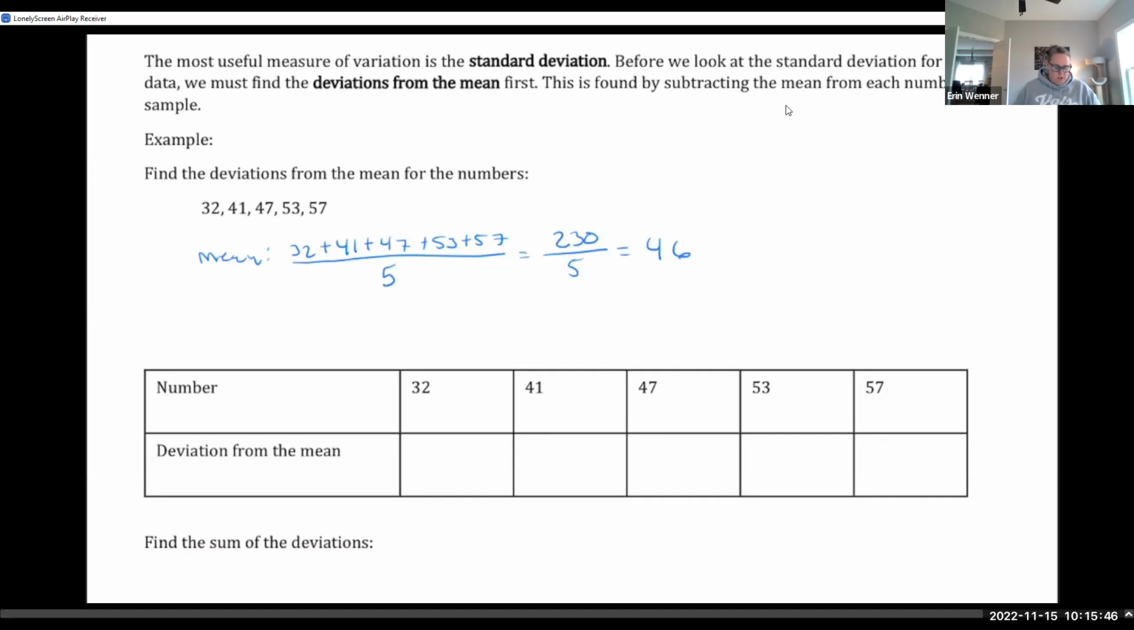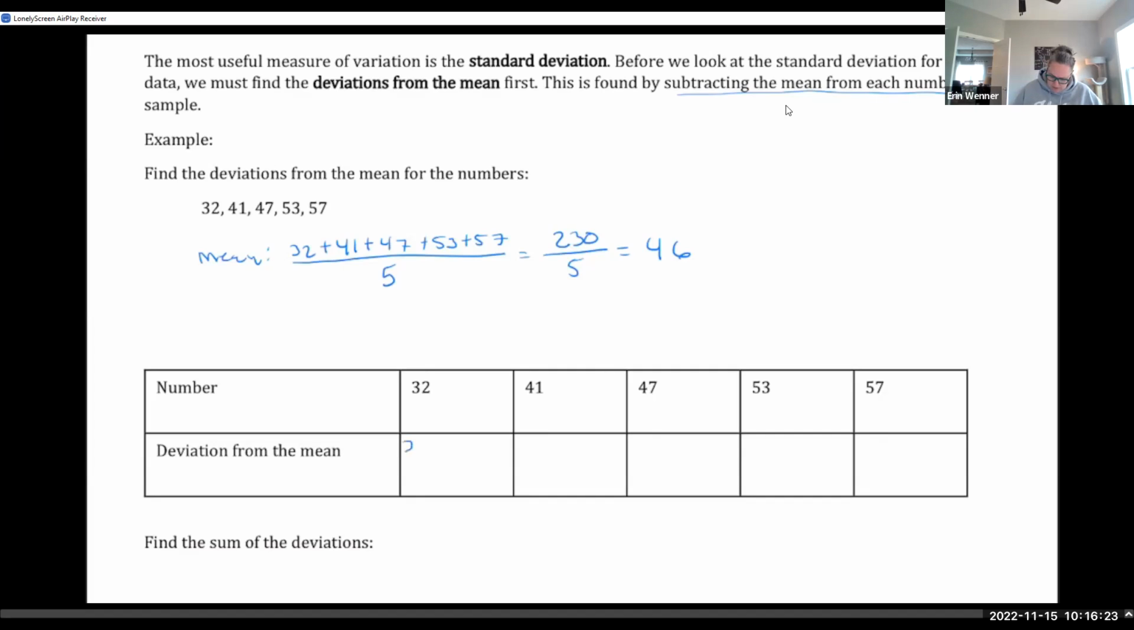Now, in this table, this is just a way for us to organize our data. The top row has our actual values in our data set, right? So you can see 32, 41, 47, 53, and 57. To calculate the deviation from the mean, we subtract the mean from each number, but you're going to start with the number first, then subtract the mean. Some of these values are going to be negative and some positive, because the values below the mean will give us negative when we subtract, and values above the mean will be positive.